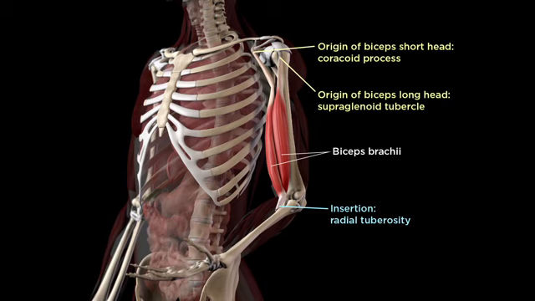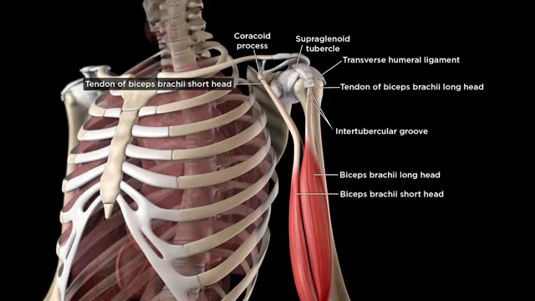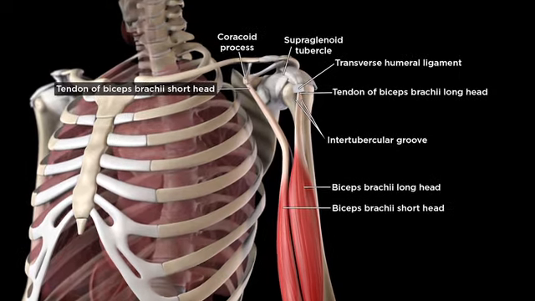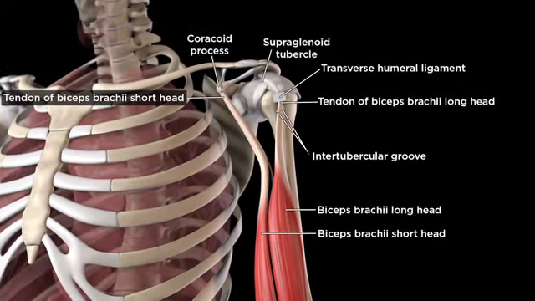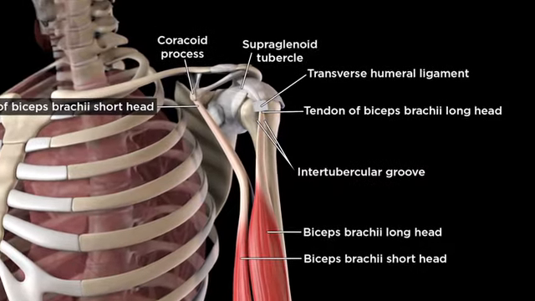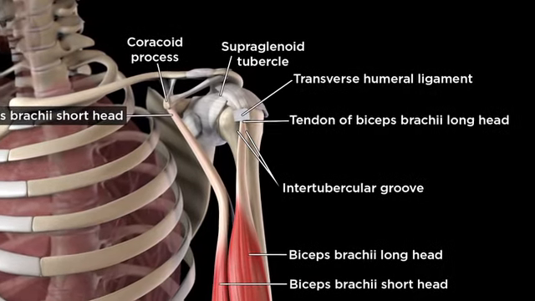As its name implies, the biceps brachii has 2 heads. The so-called short head also originates on the coracoid process of the scapula alongside coracobrachialis. But the long head of the biceps brachii takes origin off the supraglenoid tubercle, that small bump superior to the glenoid fossa.